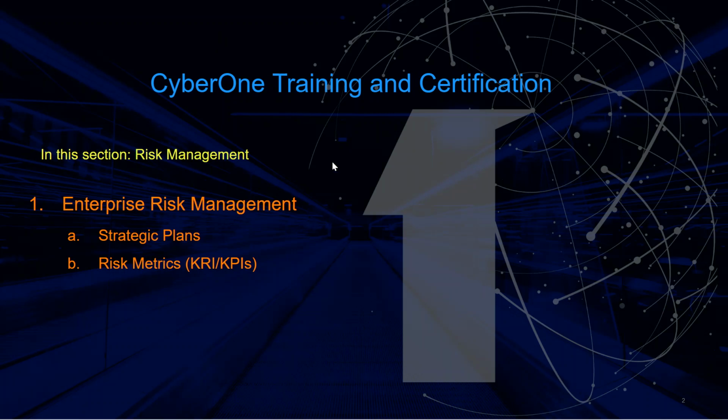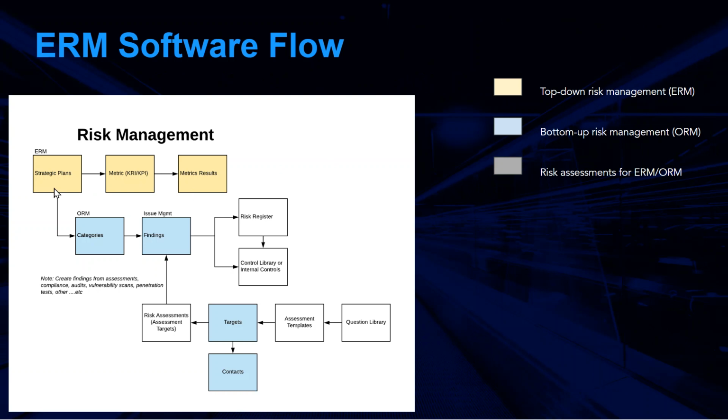So today we're looking at our risk management module again, and we're going to be focused on that enterprise risk management capacity. So that's this top level in our diagram here. And we're going to be showing you how you can build out your strategic plans. These strategic plans are all the different aspects of the business where you want to monitor risk. And then the KRIs and KPIs, key performance indicators, risk metrics that you want to monitor to evaluate your risk.